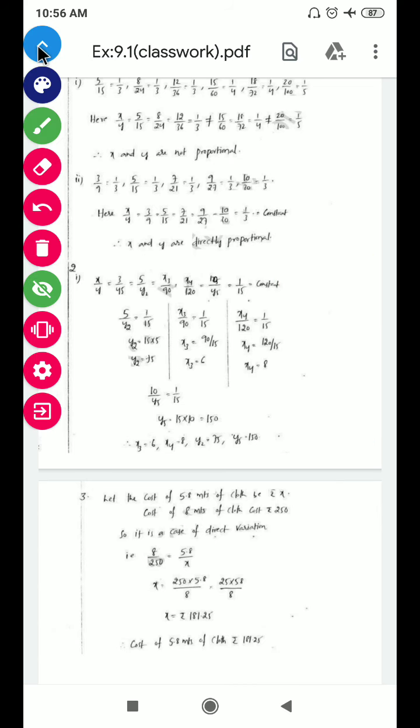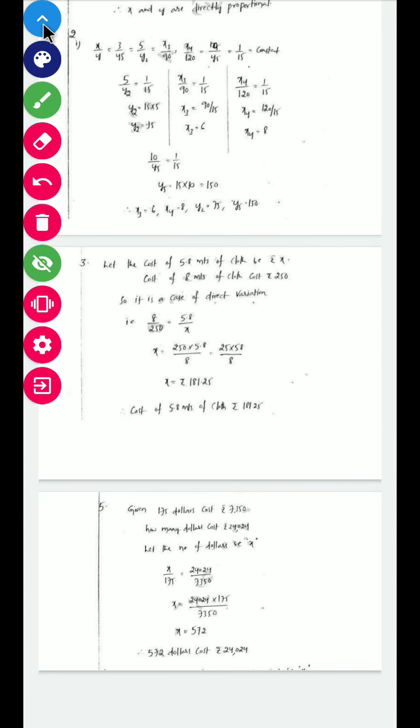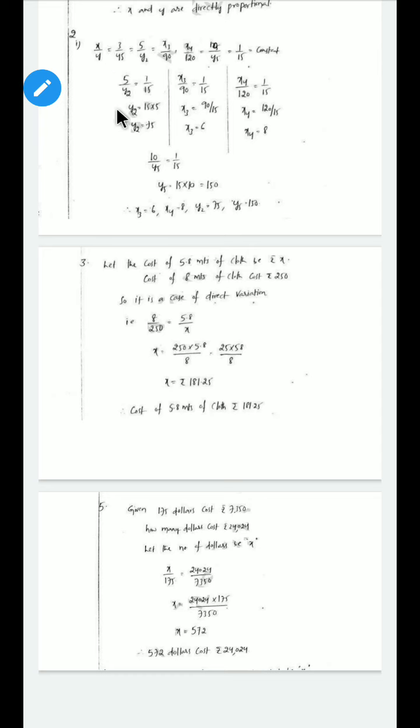Now go to the next problem, question number 3. If the cost of 8 meters of cloth is 250 rupees, find the cost of 5.8 meters of the same cloth. So 8 meters of cloth is given here. Suppose the cloth is taken as x, and the cost of the cloth is taken as y. So the cost of 8 meters of cloth is 250.